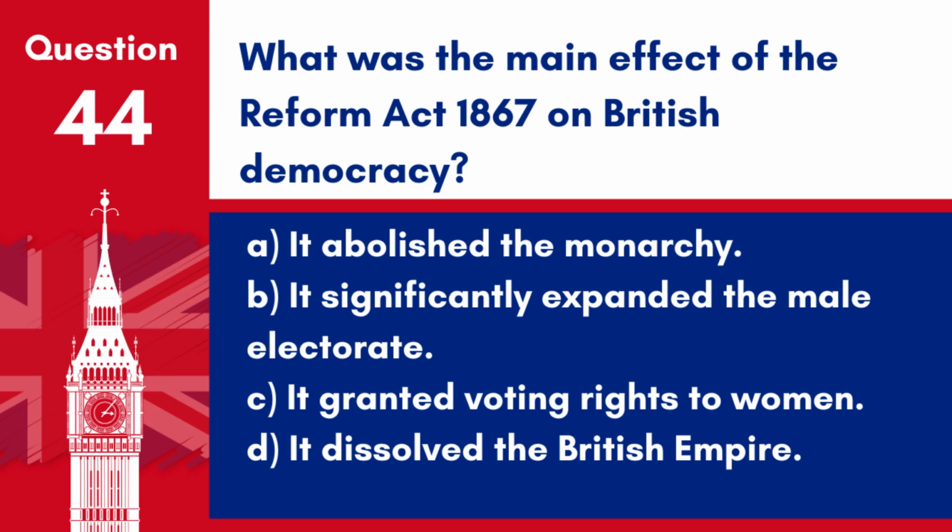Answer. B. It significantly expanded the male electorate. The Reform Act 1867 was crucial in the development of British democracy as it doubled the electorate by extending voting rights to many urban working men, though it did not yet include women.